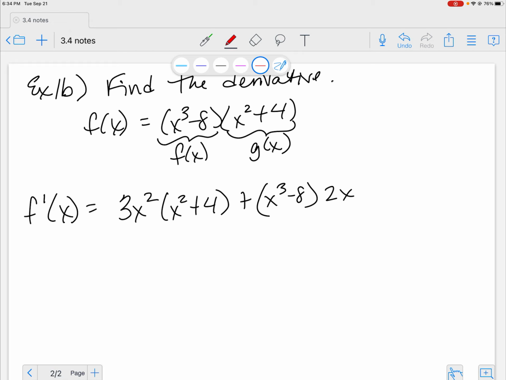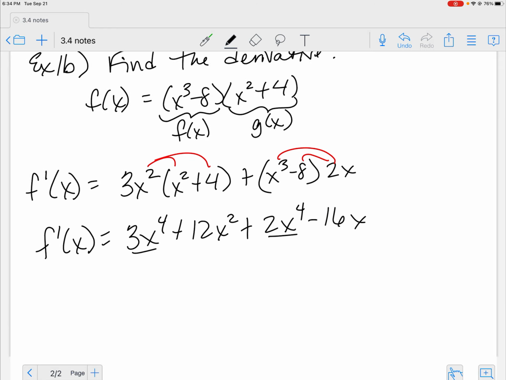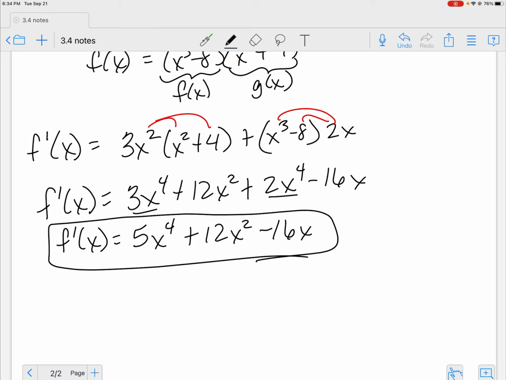All right? Now you algebra. Distribute, and clean it up. F prime of x is now equal to 3x to the 4th plus a 12x squared plus a 2x to the 4th minus a 16x. Combine those like terms. So f prime of x is now equal to a 5x to the 4th plus a 12x squared minus 16x. You can factor out an x if you want to, or leave it in. It doesn't really matter. All right? All right. Product rule. Good stuff.